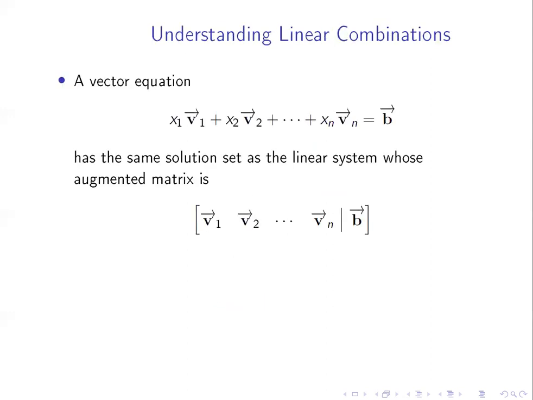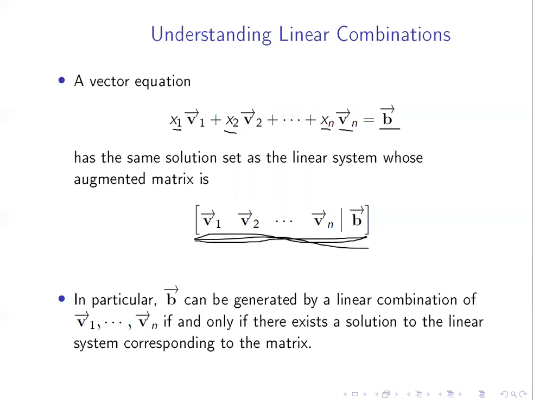All right, now to understand linear combinations a step more. If I give you a vector equation with a bunch of variables, x1, x2, all the way up to xn, each multiplying the appropriate vector, equals some other vector b, the solution of this vector equation is the same as the solution of the augmented matrix. So why don't we just use the augmented matrix? In fact, that's what we do. B can be generated by a linear combination if and only if there exists a solution. In other words, if the system is consistent. Hey, that's kind of an important thing.